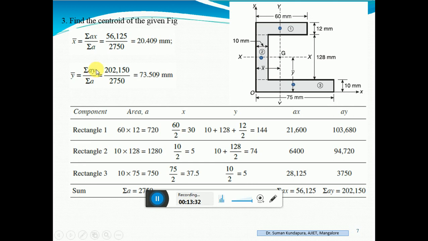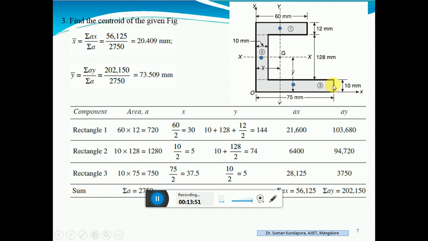Next we'll move on to the next problem. Find the centroid of the given figure. So this is all they have given you, and you are supposed to find out what is the x bar and y bar for this particular section. This is called the C section.